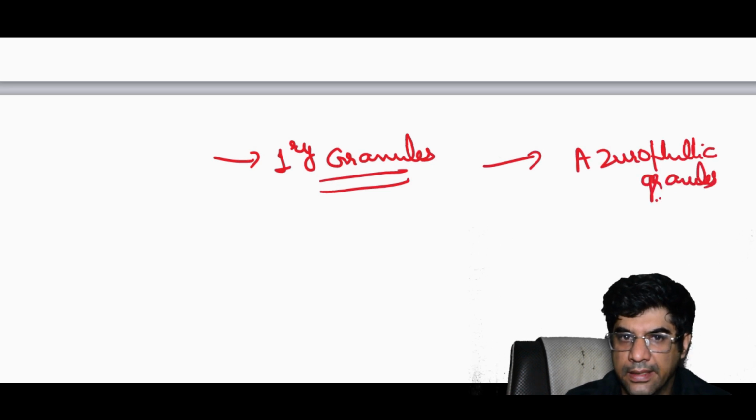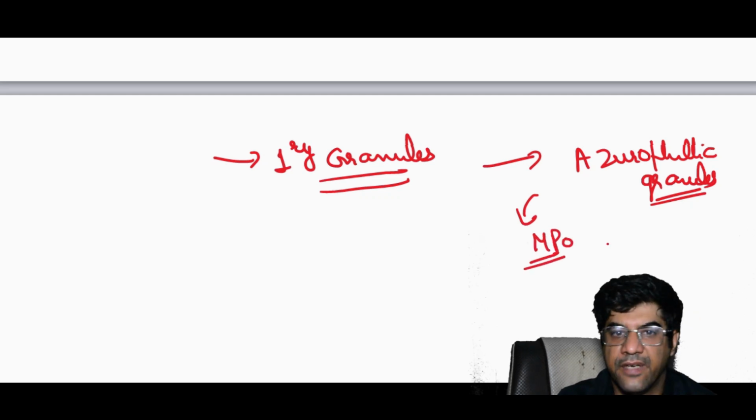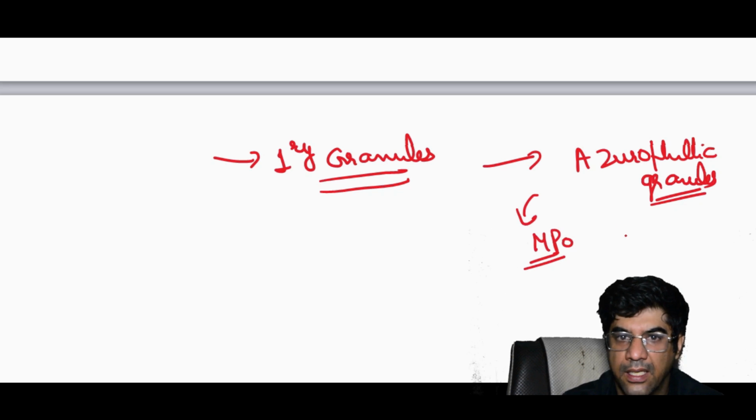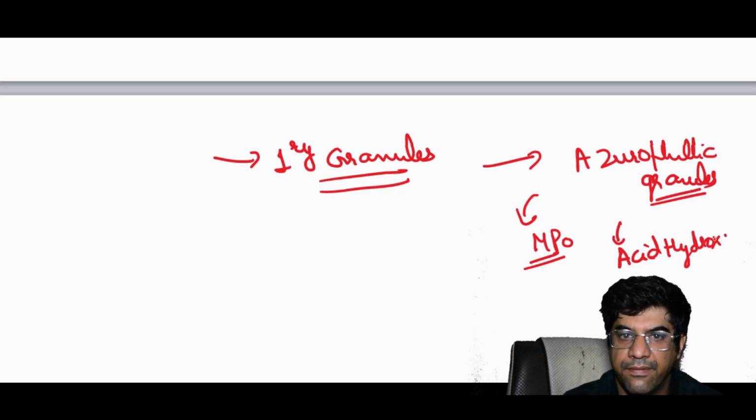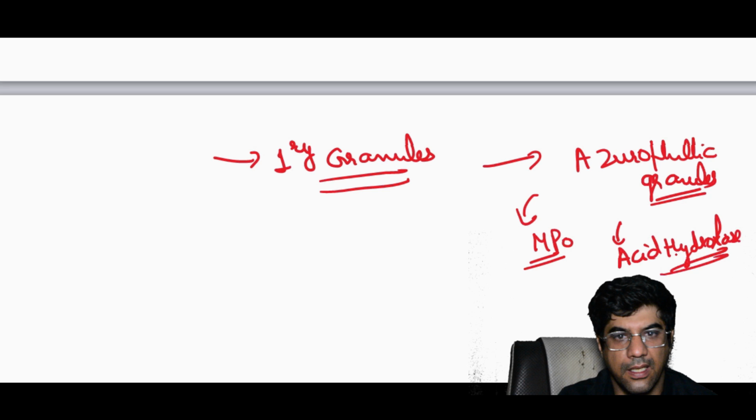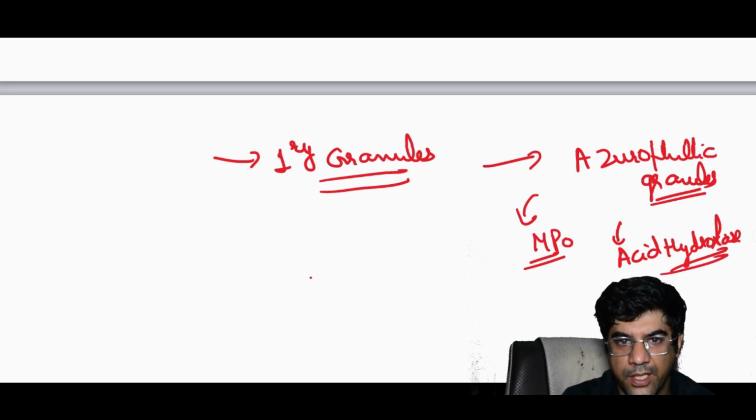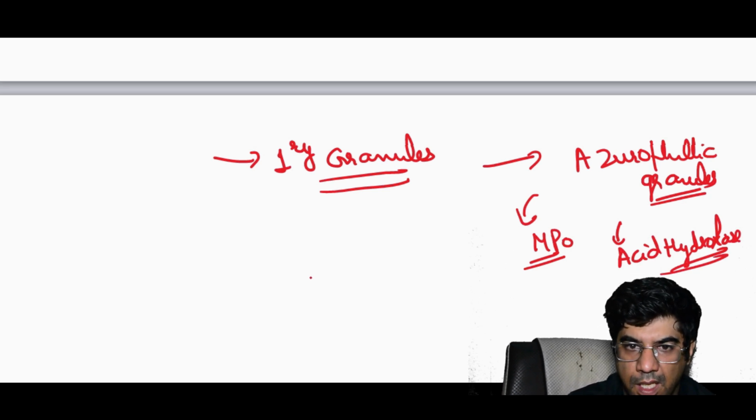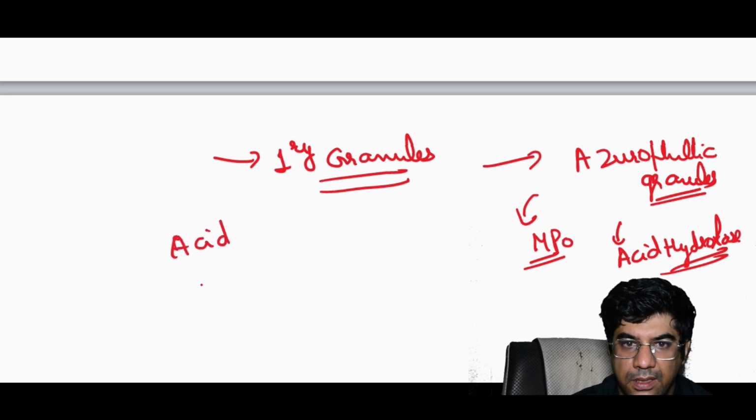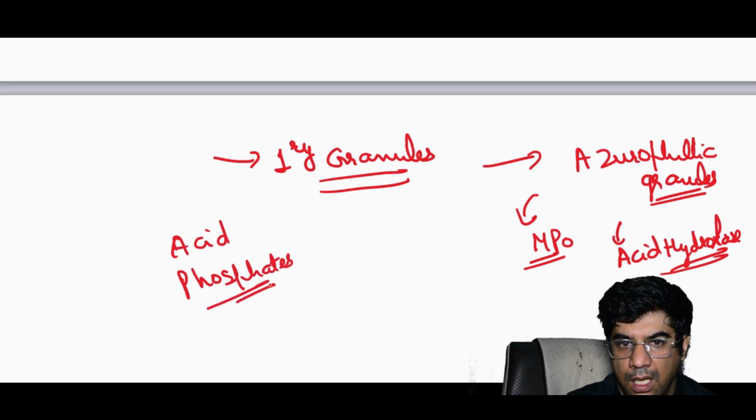So they contain enzymes like myeloperoxidase that generate oxygen-free radicals. It contains acid hydrolase that helps in phagolysosomes that act within the cells to destroy the bacteria in the phagolysosomes. Other is acid phosphatase that break down the phosphatase.